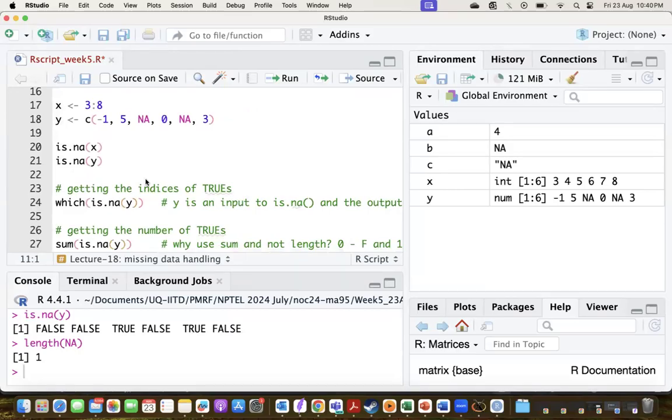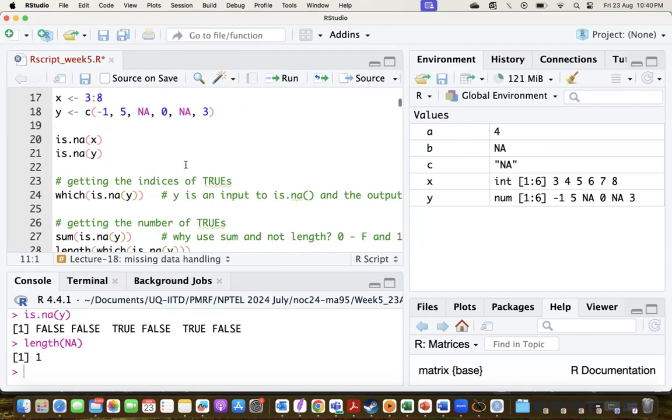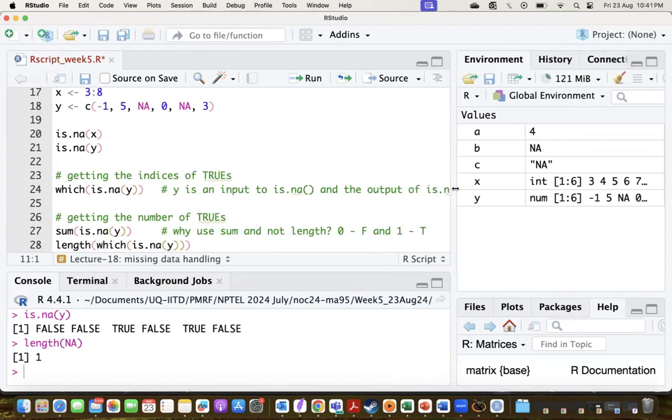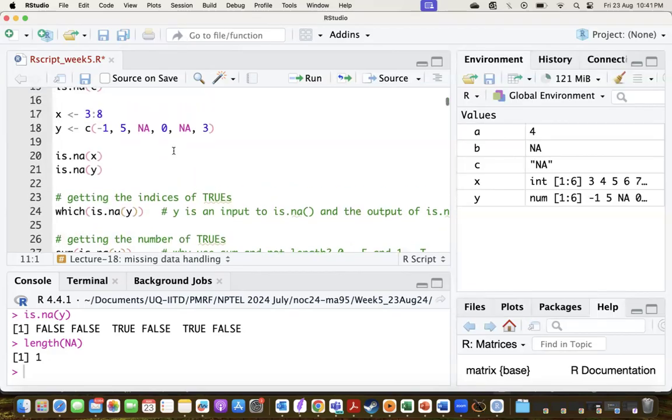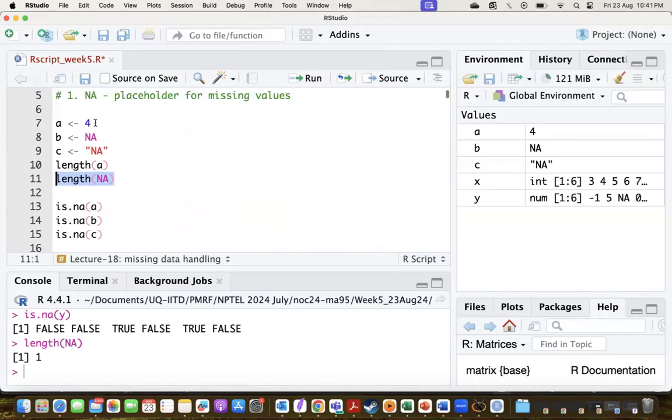Before moving forward, do any of you have any questions? Okay. Yes, like length of NA is 1, and you have also written length of A. Yes, length of A. So A I've defined here as 4. So the length of A will also be 4. Sorry, A is 1.